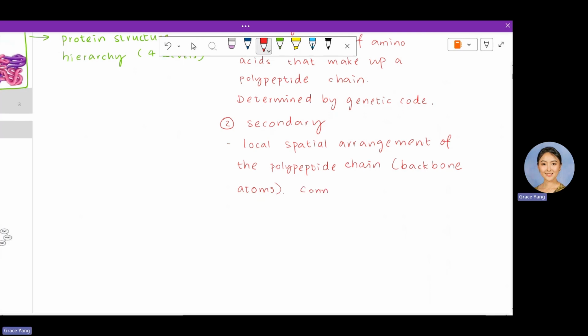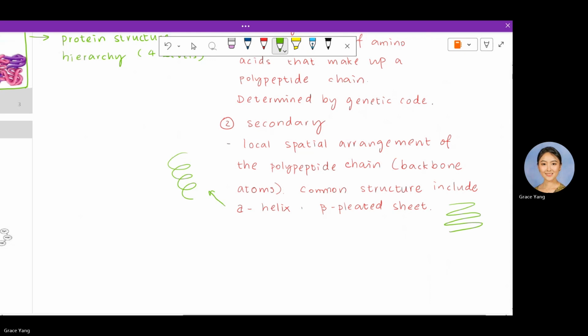You also need to know the common types of secondary structure, and we are referring to alpha helix and beta pleated sheet. It's really important that you can identify them visually as well. So think about a helix, you'll probably be looking at something like this, and then a pleated sheet is more like a parallel kind of structure.